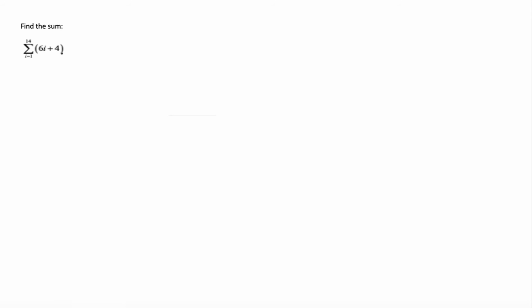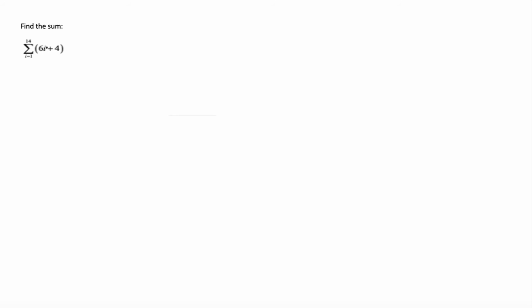All right, so we want to find the sum of this guy here, the sum from i equals 1 to 14 of 6i plus 4. Now there's two ways to do this problem. We can actually do this 14 times, starting at i equals 1.